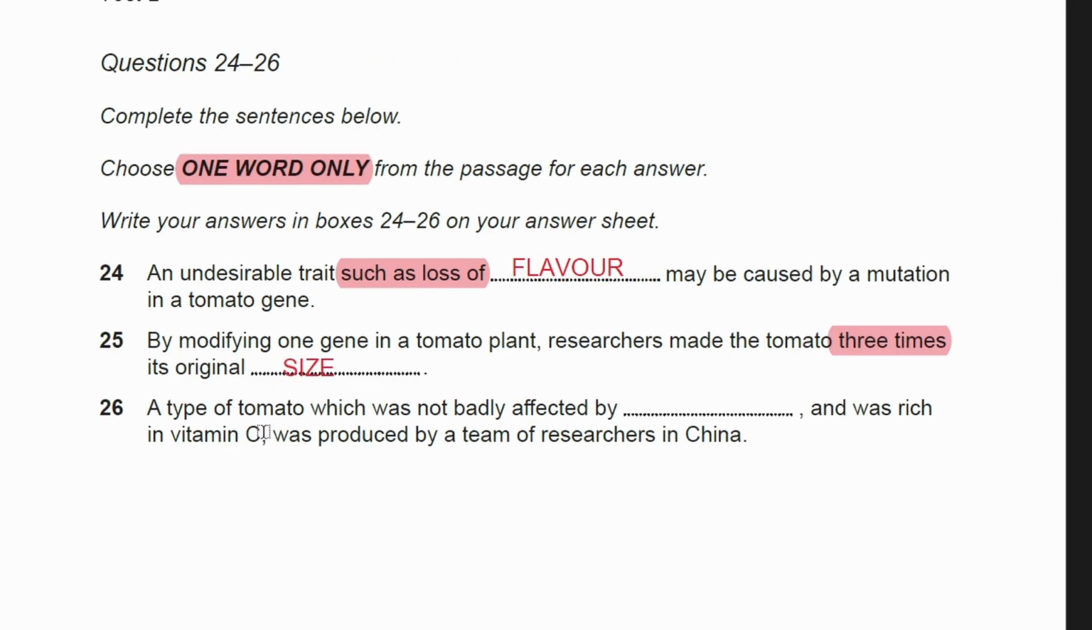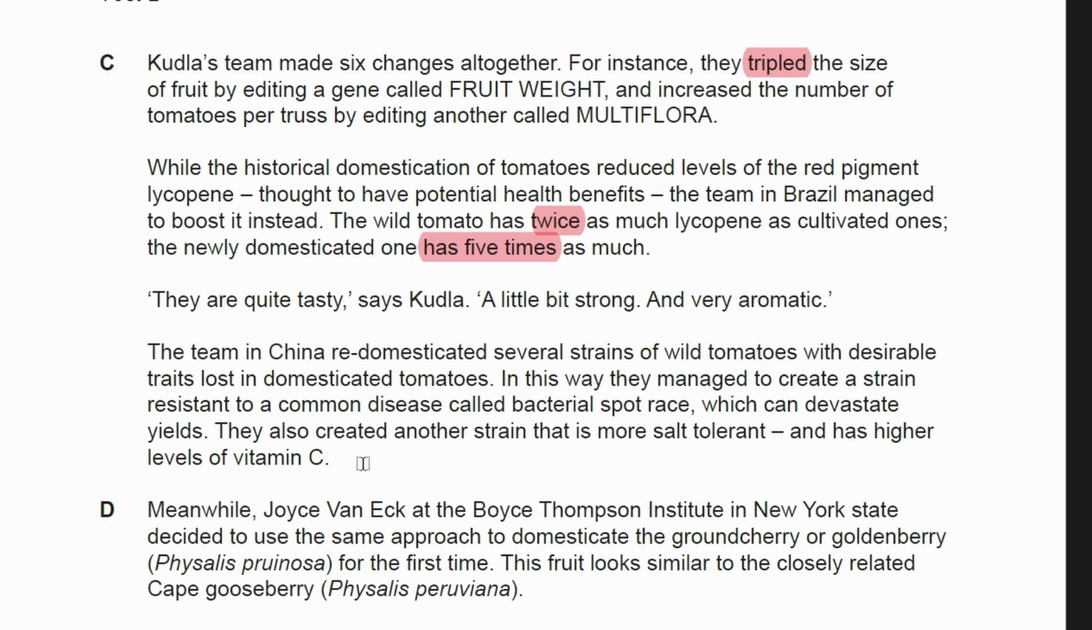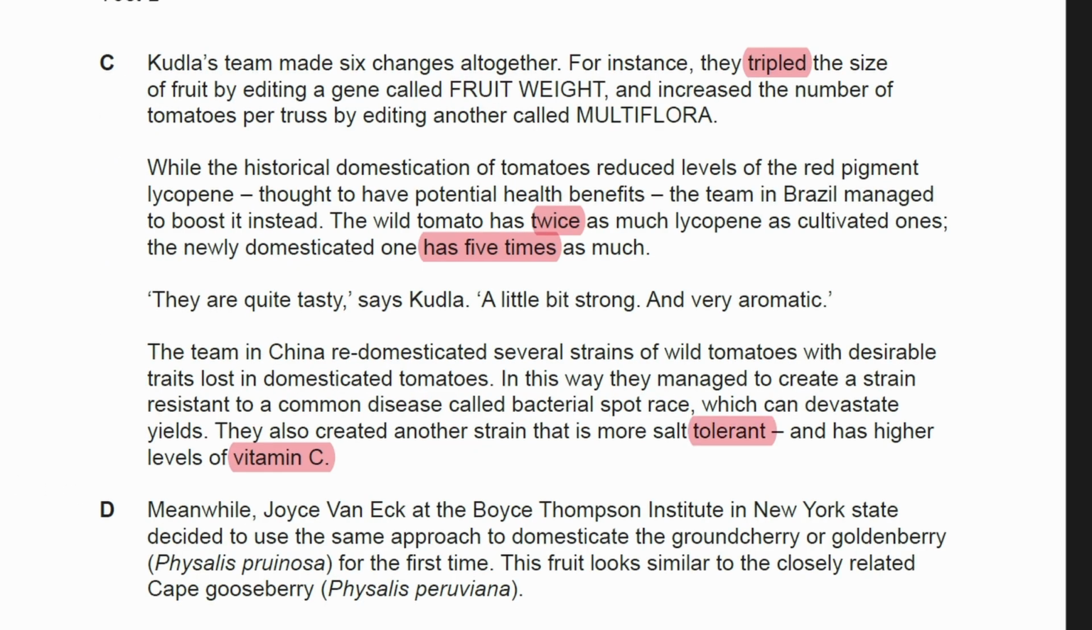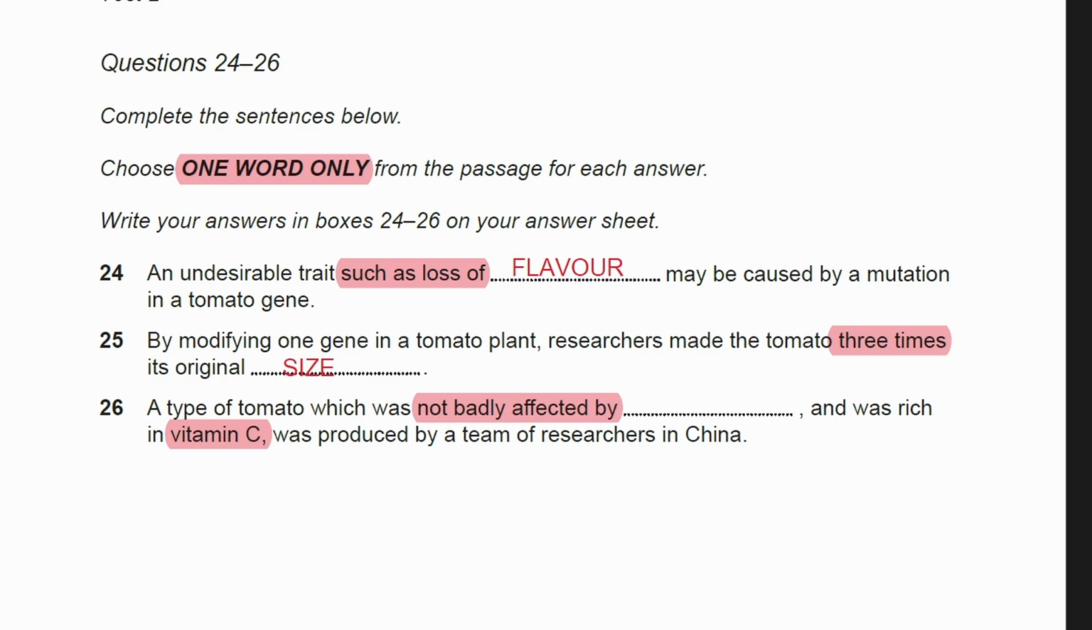For 26, we're going to choose vitamin C, because we know in section A the researcher Gao is from China, so we don't want to use that word again. Vitamin C can be found in section C. Right after tripled, if we go down, we'll find vitamin C, which is a very specific word. A type of tomato which was not badly affected by dash and was rich in vitamin C. Not badly affected by. So what did not work on the tomato? If something is not affected, it could be called tolerant. What kind of tolerance is it? It's salt tolerance. The answer to question number 26 is salt.